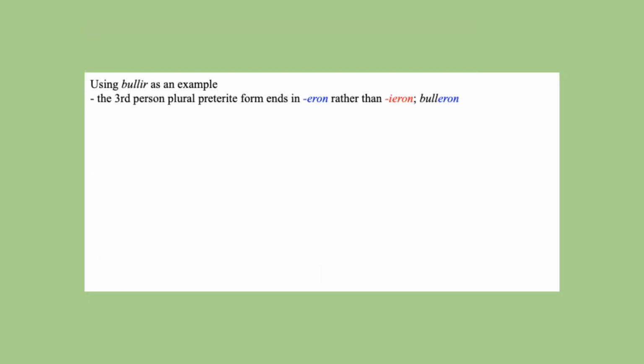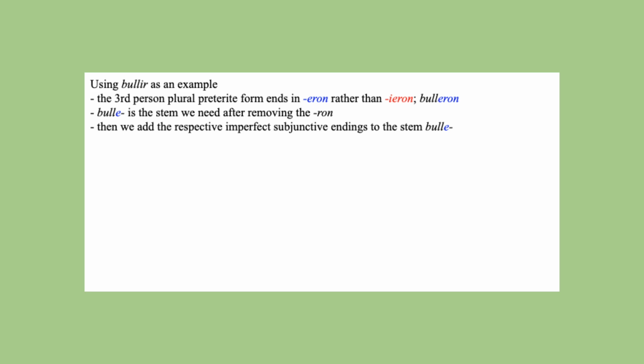And for verbs ending in yir, like huir, the same thing happens. The third person plural preterite form ends in eron. We remove the ron and obtain the stem huye. And then we add the imperfect subjunctive endings to that stem.